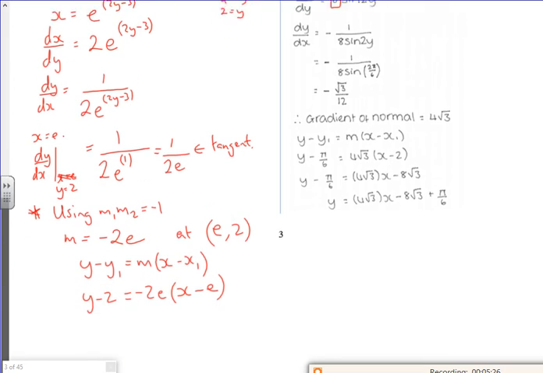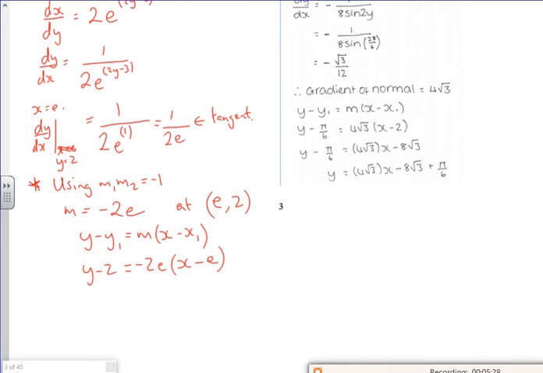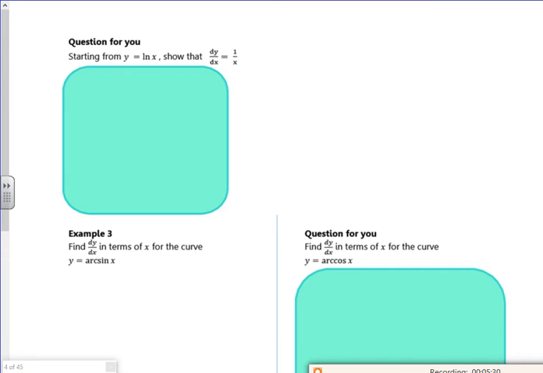So you can have a look at the completed pack for that. Right then, so that's page 3 done. So let's have a look at page 4 now. Page 4 has got another question for you.